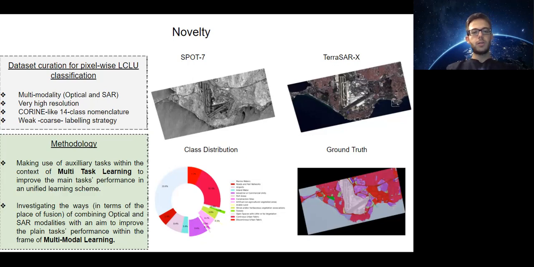The methodology section could be categorized into two groups, multi-task learning and multi-modal learning. In the MTL part of the experiments, auxiliary tasks have been implemented to improve the main task performance in a unified learning scheme, benefiting from common hidden representation. The MML part of the experiments, on the other hand, focuses on investigating the possibilities and challenges of combining optical and SAR modalities.